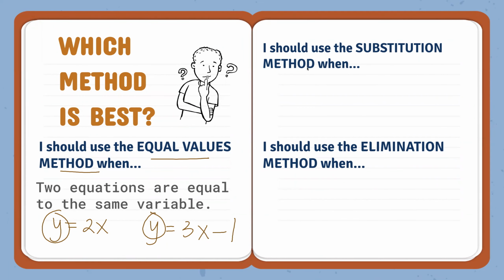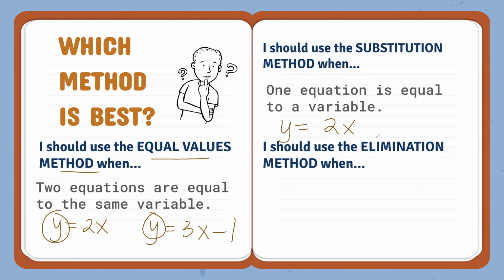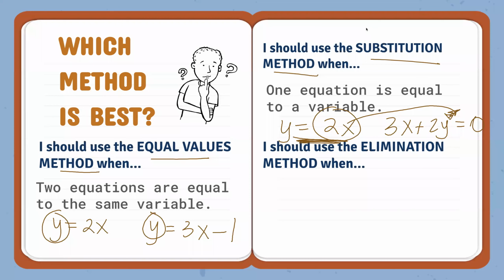I should use the substitution method when one equation is equal to a variable. So an example of this would be if you have y is equal to 2x, but then you have maybe 3x plus 2y is equal to 0. Right here, only one of your equations is equal to one variable, so you can substitute it for that variable. And that's when you should use the substitution method.